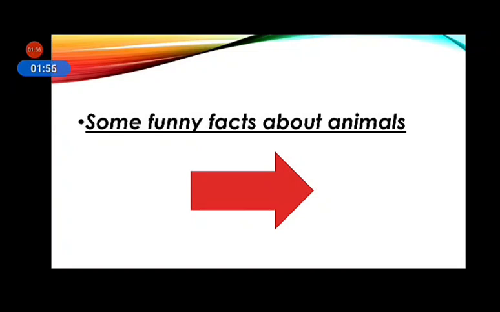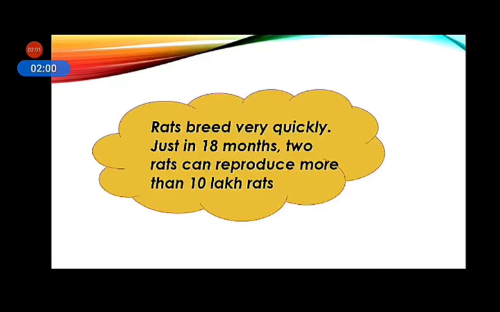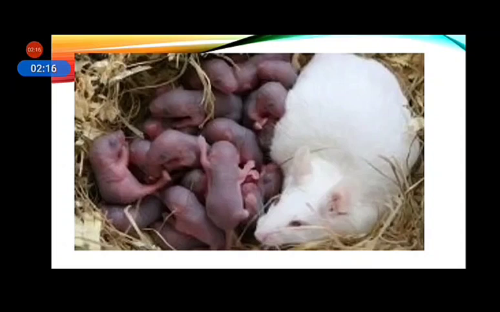Now, some funny facts about animals. Number 1. Rats breed very quickly. Just in 10 months, only 2 rats can reproduce more than 10 lakh rats. Look at this picture. You can see a rat at a time can give birth to many young ones, isn't it?